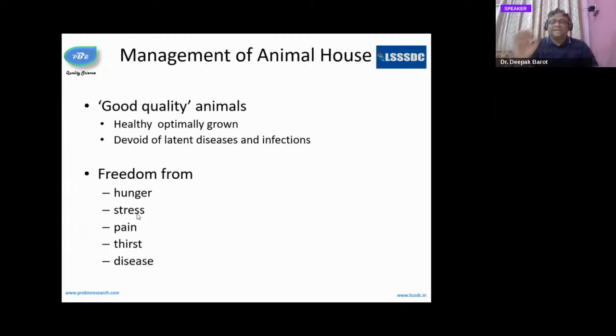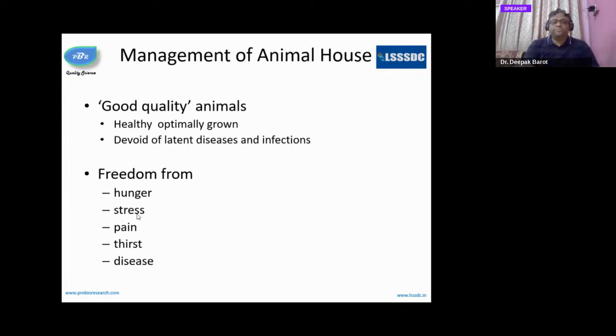not properly maintained animal facility, the data which you get from that is highly unauthentic, not reproducible, neither is it quality data. So we always say good quality animals: healthy, optimally grown animals. They should be well fed, disease free, stress free, and any other disease or infections should not be there in the colonies. So the data which you get from that is very accurate.